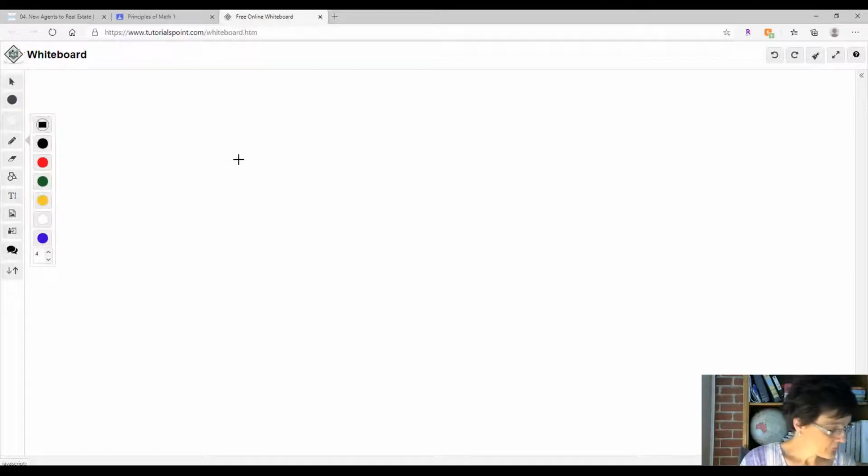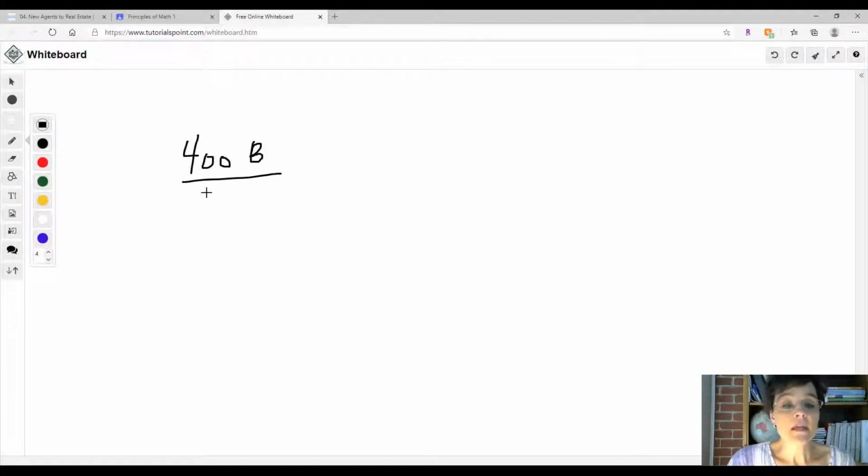So number 3A. If a yield of potatoes is 400 bushels per acre, what is the yield for 2.5 acres? All right, so the first thing we're going to do is write our ratio down that it gives us. So if 400 bushels, I'm just going to put B, is for 1 acre, that's what they gave us. Now the question is, what is the yield for 2.5 acres?